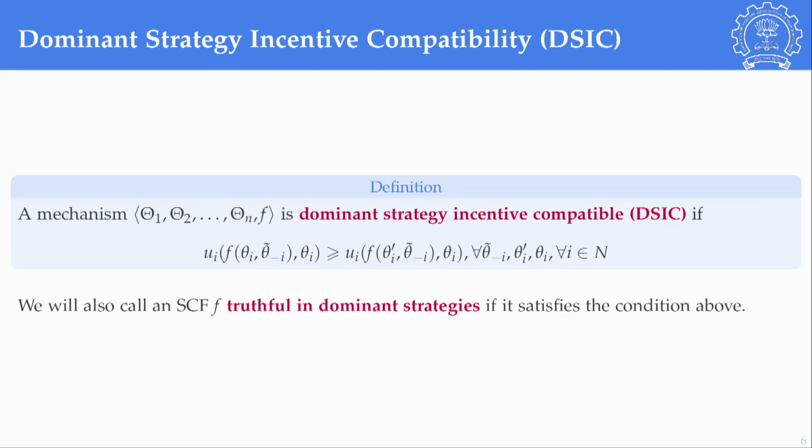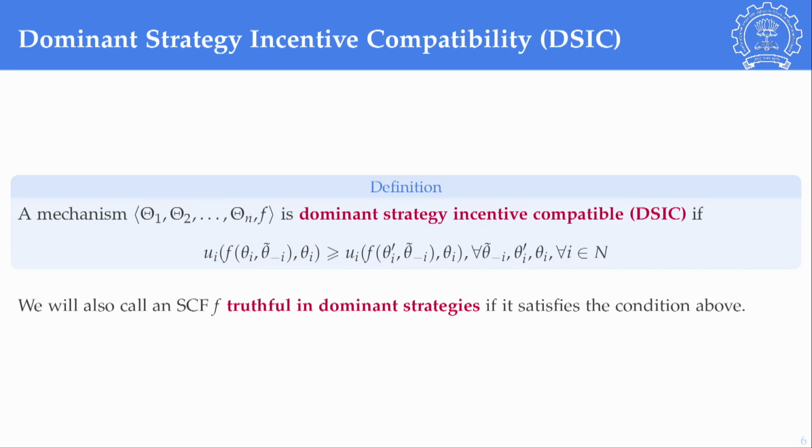Because we do not know what your true type is, if your true type happens to be theta i, then this inequality should get satisfied. That is why you also need a for all theta i, and of course, it has to be satisfied for all agents. It will take a bit of time to sink in, but you can write it down, stare at it, and try to understand, and if there are any questions, we will discuss this in the tutorials again.